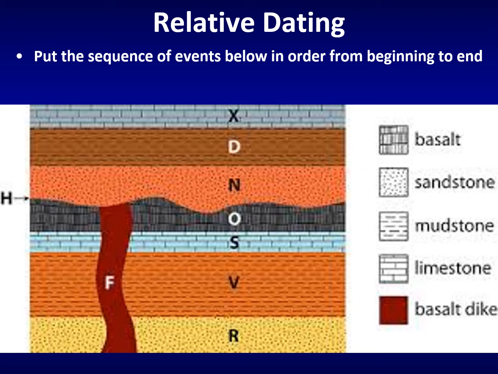We know that F comes in before H happens. H is an erosional event, probably, kind of causing those layers to be eroded in an uneven fashion. And F is eroded. It's cut across by H. So H comes after F. Then we have a period of sandstone deposition with N, a period of mudstone deposition with D, and then a period of limestone deposition with X. And so this is how the sequence would go, where we go R, V, S, O, F, H, N, D, X.